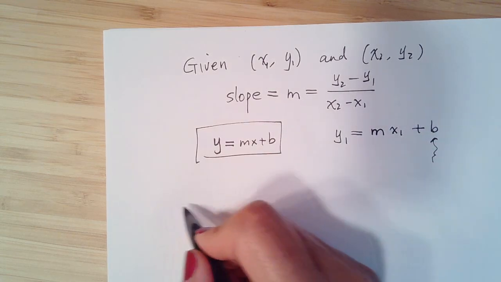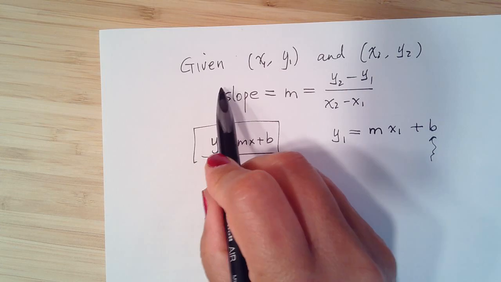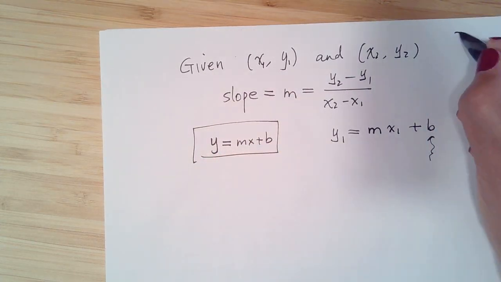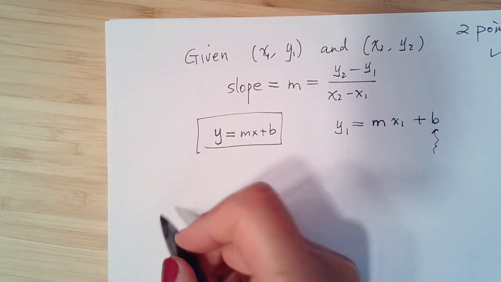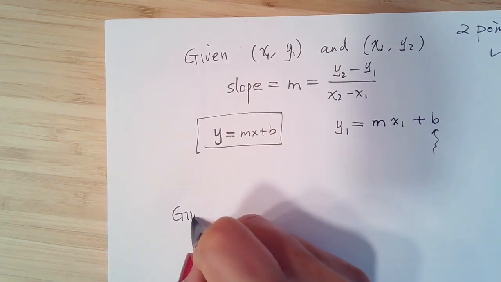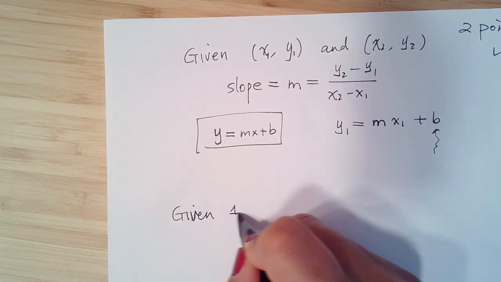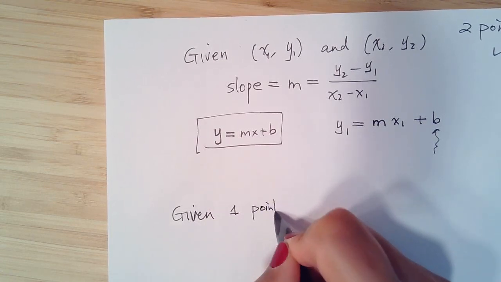That gives you, so let's see. Given x1, y1, so given 2 points, you're good, okay? All right. What about this? What about if I give you 1 point and the slope?